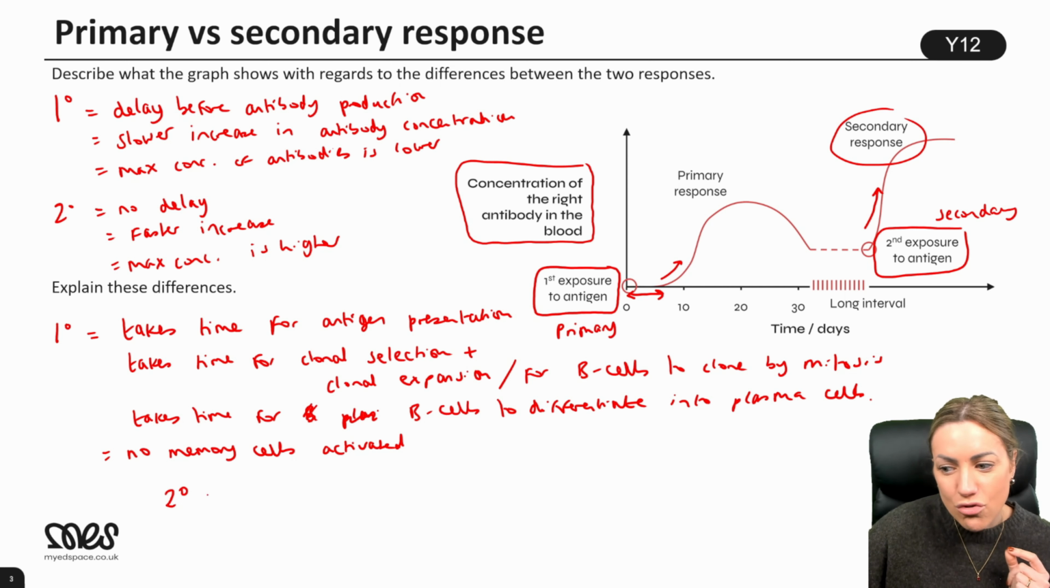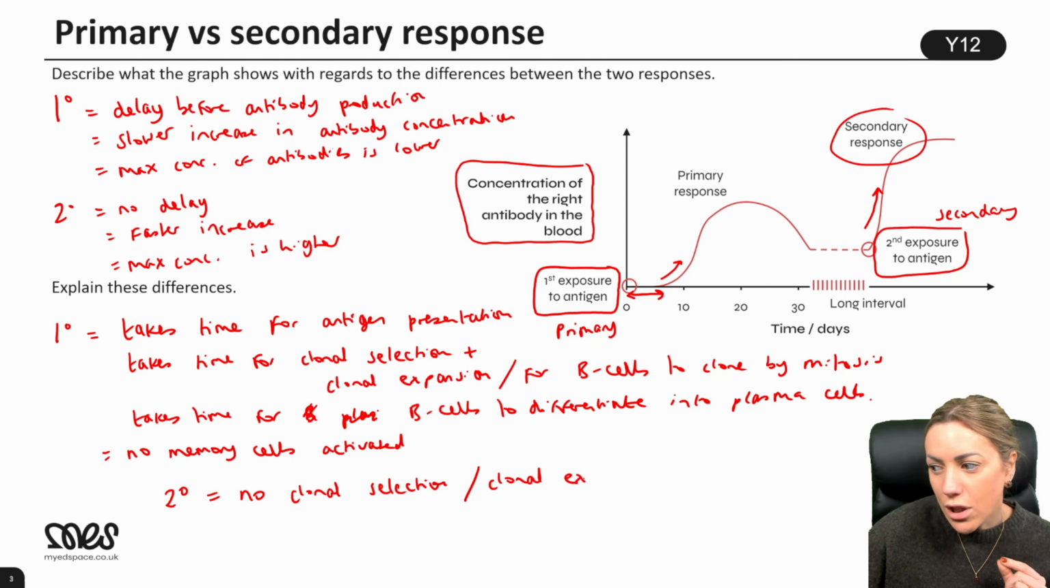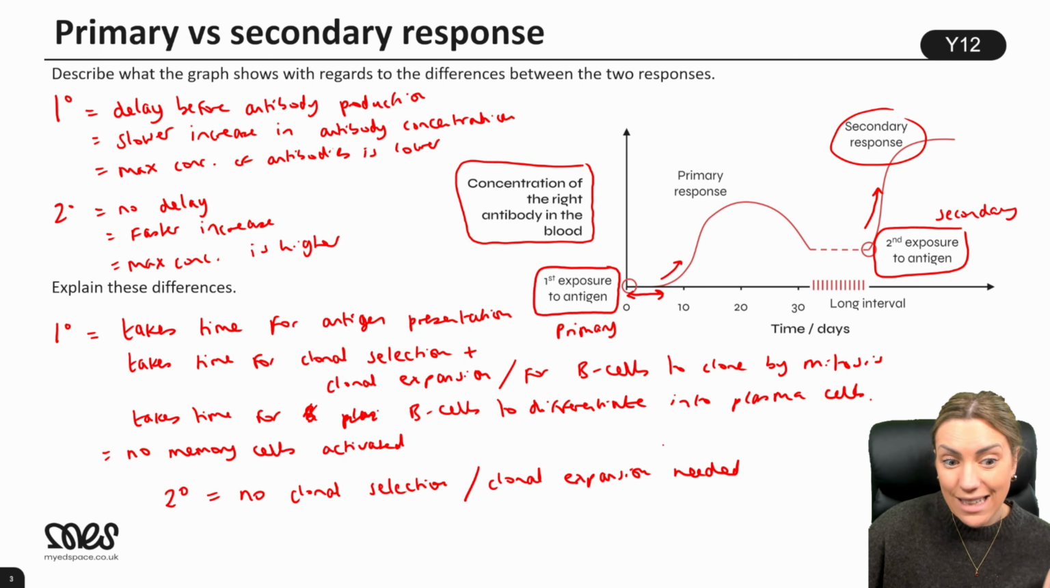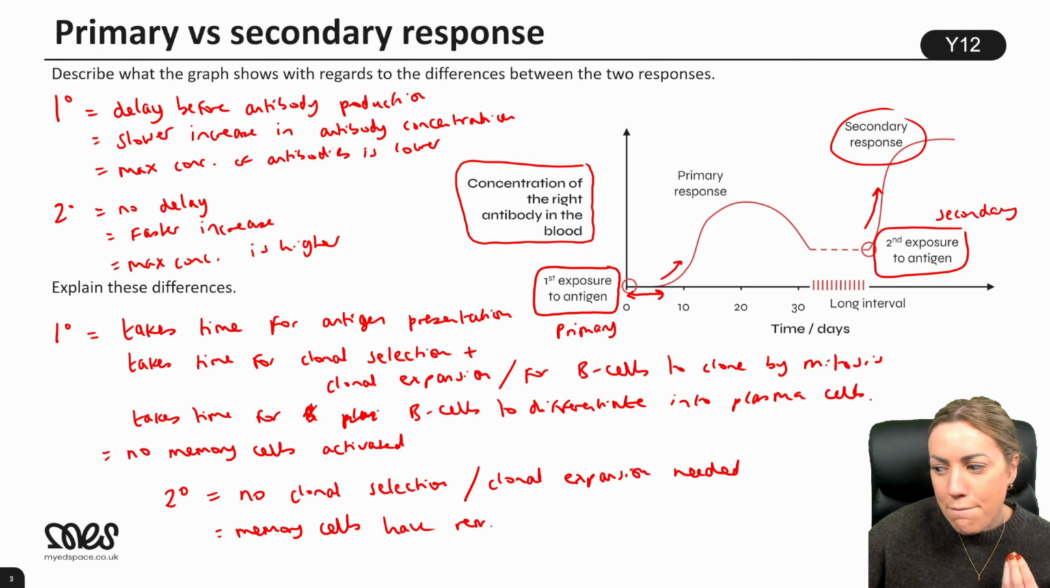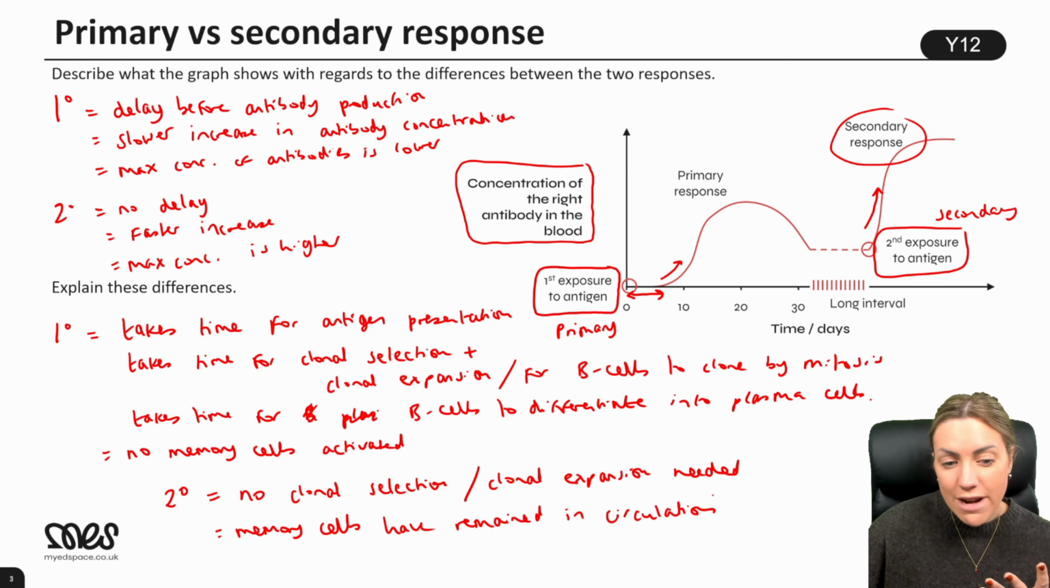Whereas with the secondary immune response, no clonal selection needed. So no clonal selection or clonal expansion needed. So you're not waiting for that to happen. So you don't have that delay before antibodies will be produced. You've got memory cells present. So memory cells have remained in circulation following on from that primary response that will have produced memory cells. Those memory cells will now remain in circulation and obviously can recognize this foreign antigen because it's the same foreign antigen as on first exposure.